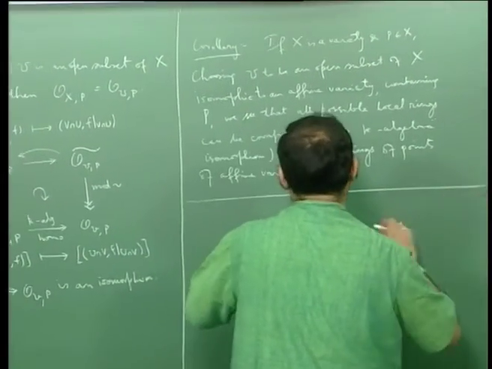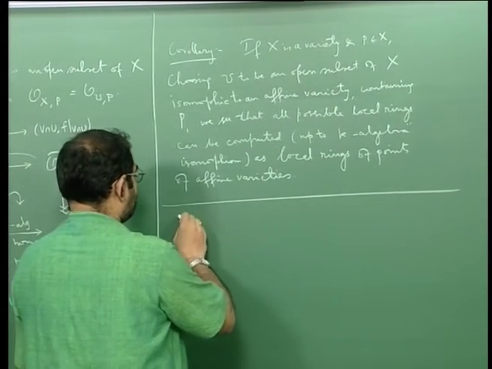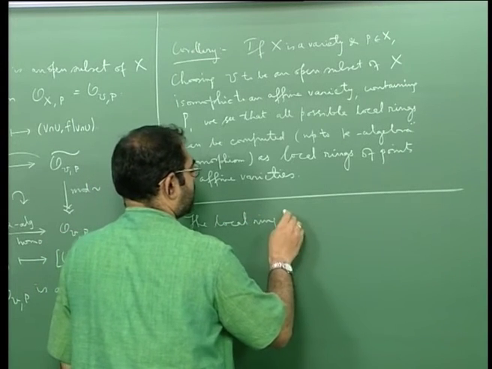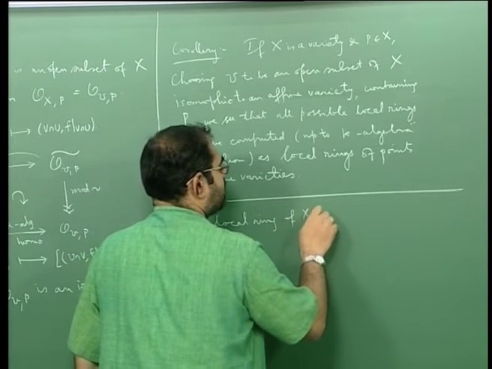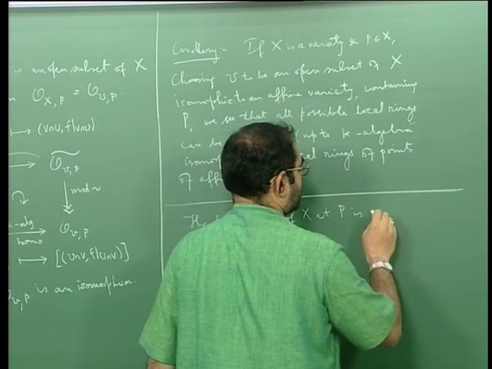Let me write that. Maybe I should have said that before this. So let me say that the local ring of X at P is an invariant.